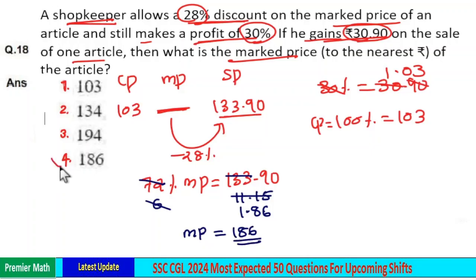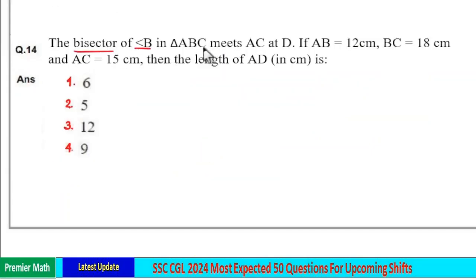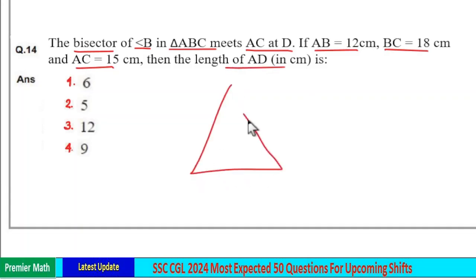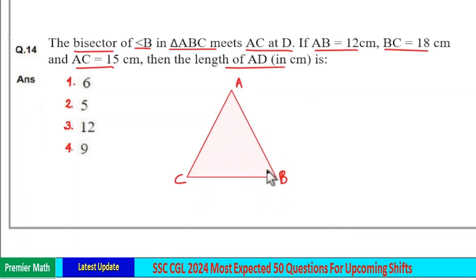Option 4 is your answer. The bisector of angle B in triangle ABC meets AC at D. If AB is 12, BC is 18 and AC is 15, then what is the length of AD? Here, this is the triangle ABC. Now, this is the bisector of B which meets AC at D. And here AC is equal to 15, AB is equal to 12 and BC is 18.